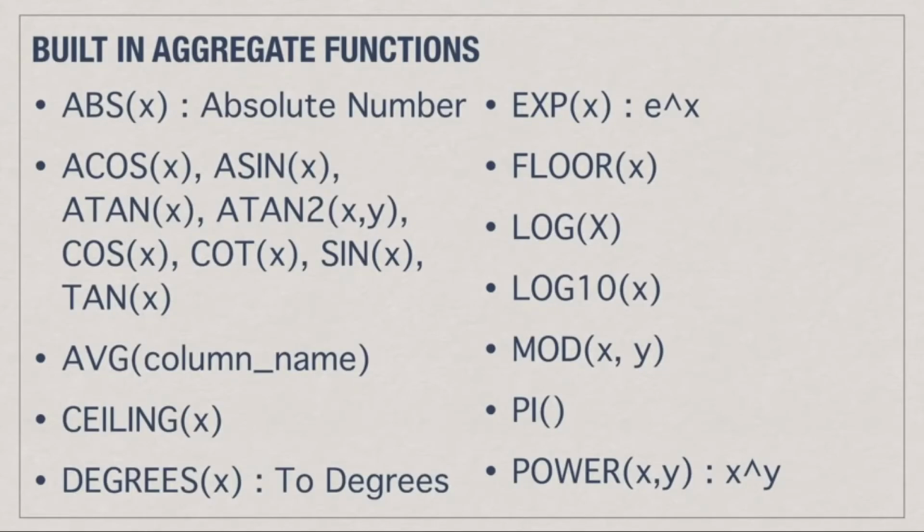So you can see we can get the absolute number. There's all kinds of trig functions. You can average, and by averaging, we would average the column name. Ceiling is going to round up. Degrees is going to convert from radians to degrees. You can see there's exponent. Floor is going to round down. There's 2 different log functions.